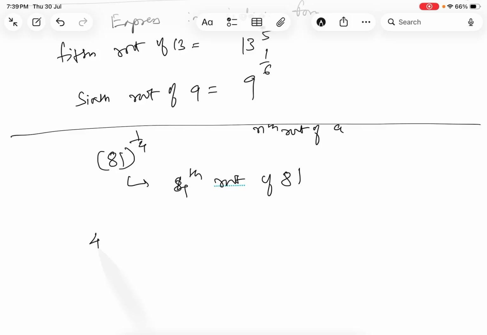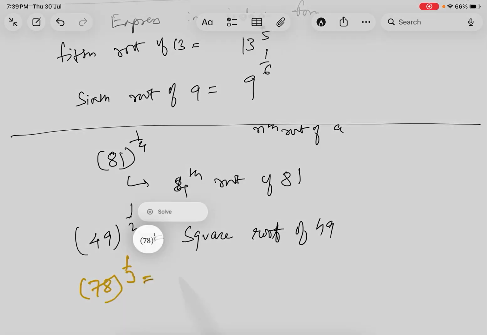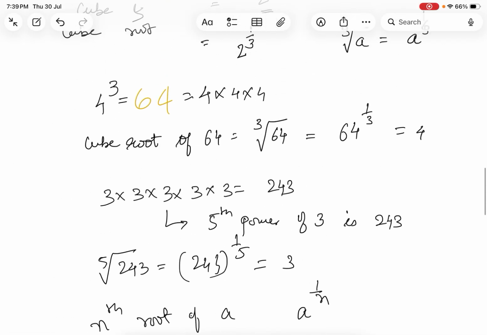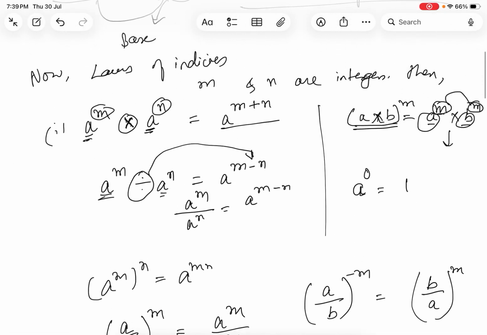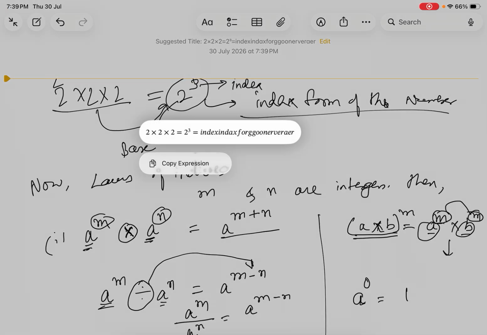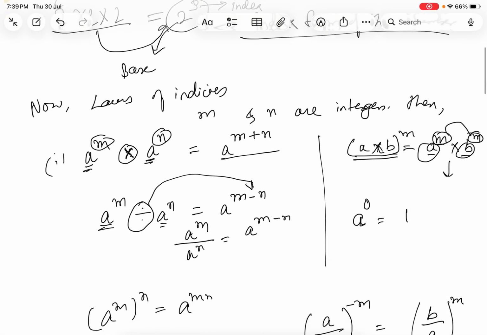Or if you have 49 raised to 1 upon 2, then you can write it as the square root of 49. Similarly, if you have 78 to the power of 1 upon 3, then you can write the cube root of 78. So any number can be expressed in index form, and it can be written as something to the power of something, right? That is the index form of the number.